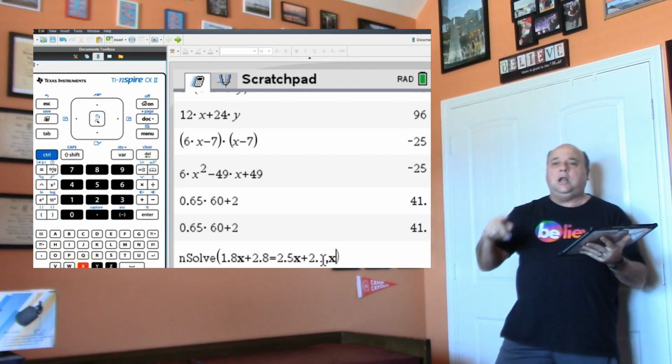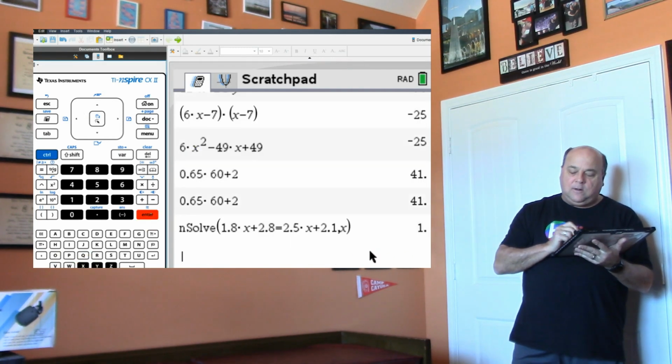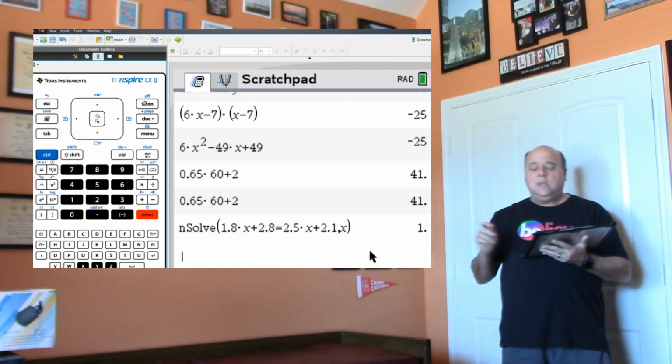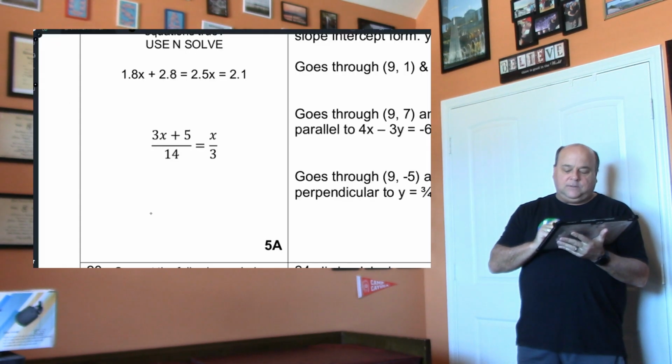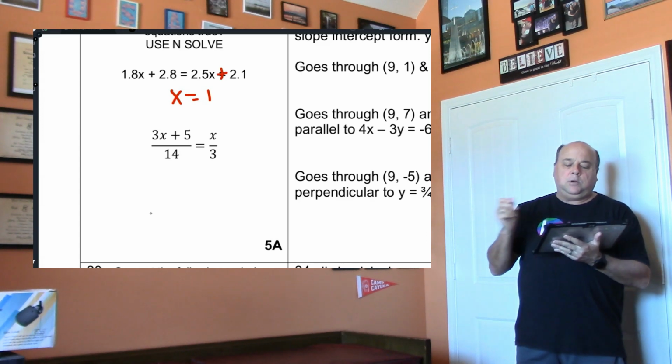So you type in your problem, and remember, you got to type in the problem, and then comma x, hit enter, and the answer is 1. Okay, so the nSolve answer to this problem was 1. So x equals 1.